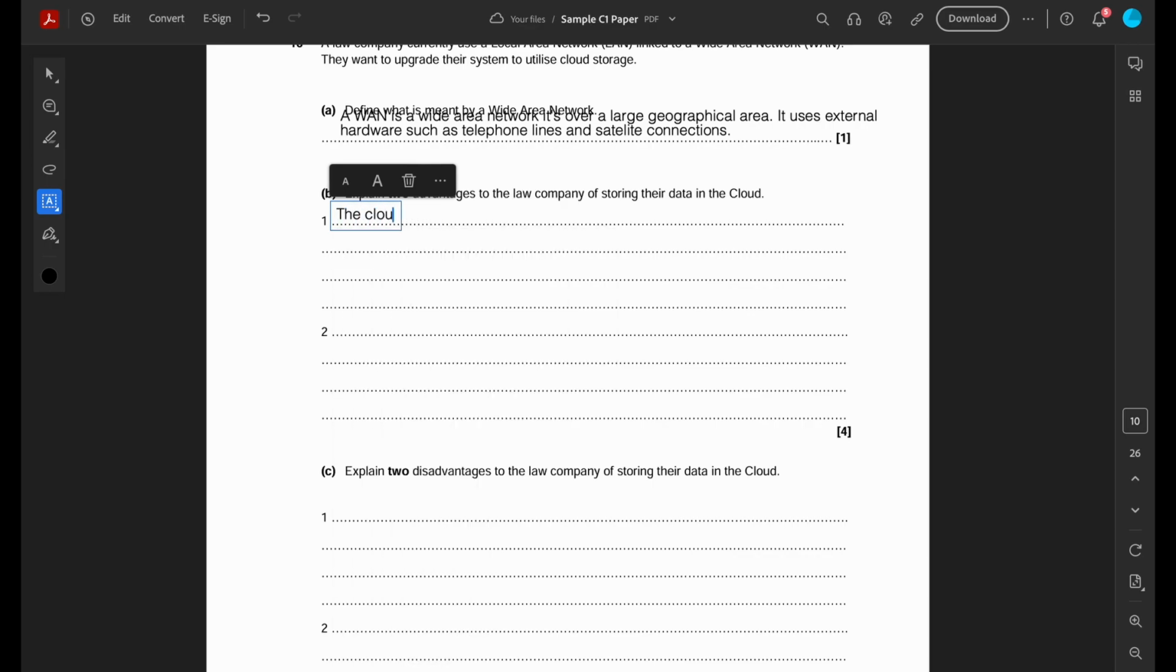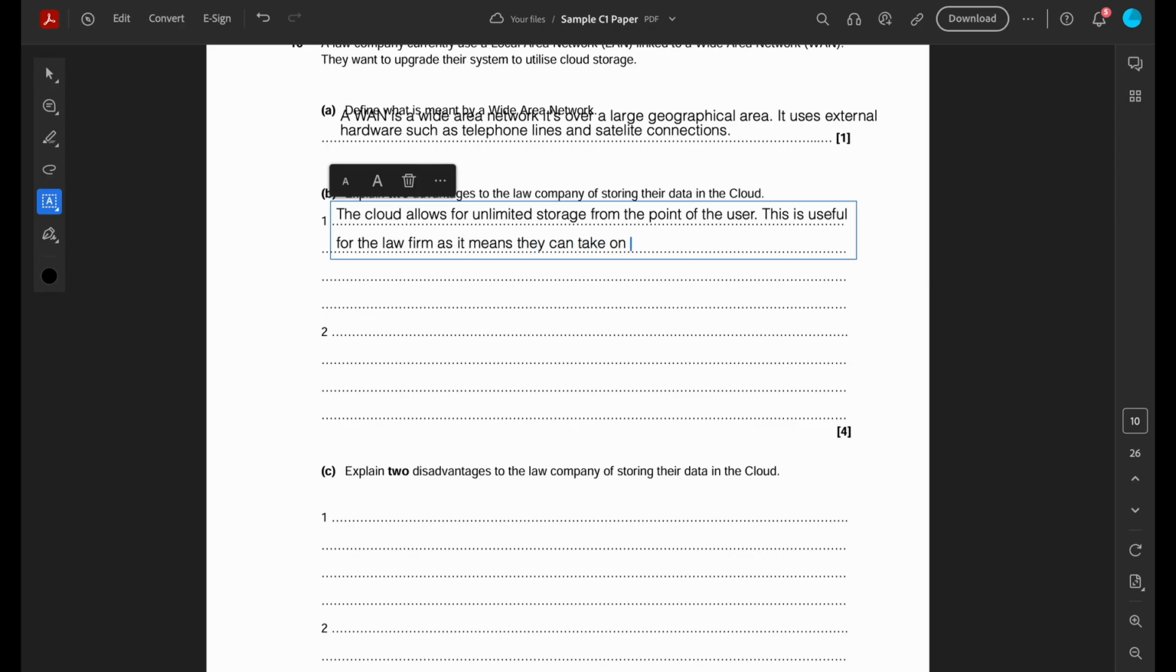I could put that. The cloud allows the law firm unlimited storage from the point of view of the user. That's a generic point. This is useful for the law firm as it means they can take on more cases.